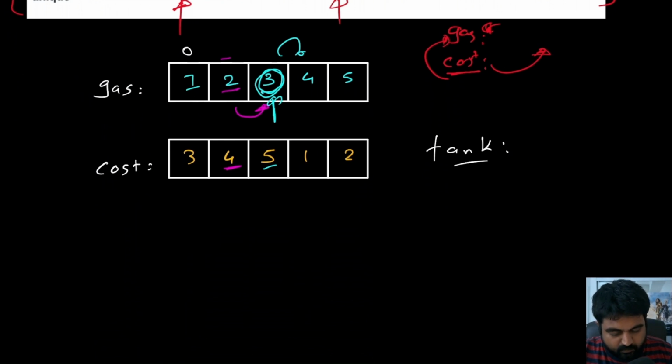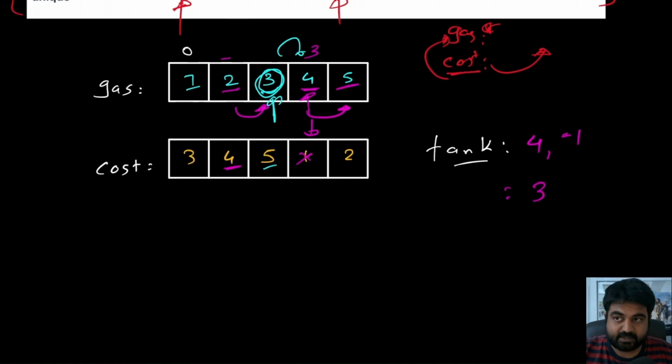So now we are at index position number 3. Currently our tank is going to be 0, so we can add 4. Now the tank has 4 liters of gas. If we have to reach the next station, then we need to spend 1 liter of gas, so this is going to be 4 minus 1. So when we reach index position number 4, our tank would have 3 units of gas.